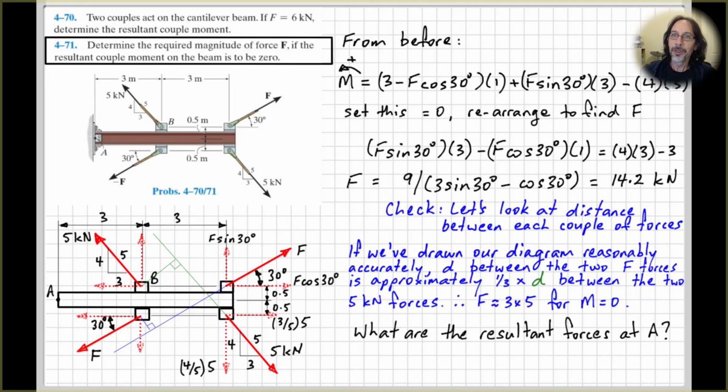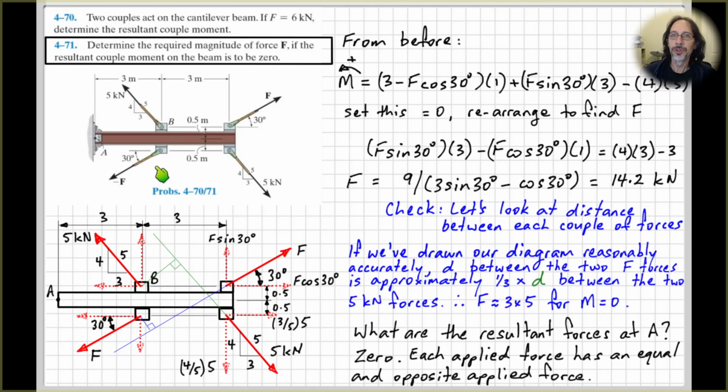Well, of course, because all of our forces here are equal and opposite, then the net force is 0. Okay? So each applied force that we have has an equal and opposite force. Okay? They're offset, so the moment's not 0, except in this case where we've deliberately made the force such that the net moment is 0. But for the first problem, even though we had a net moment, the net force is still 0. Okay, so I think that's the end of the problem.